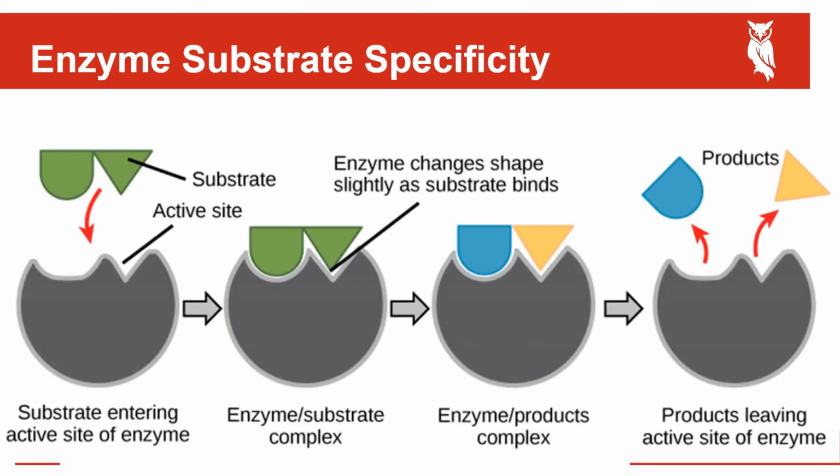Alright, so enzyme substrate specificity. In this example, we have a substrate. What is this thing called? Active site. This is called the enzyme substrate complex. Then the reaction will occur, the products will release, leaving the active site of the enzyme open for another reaction.